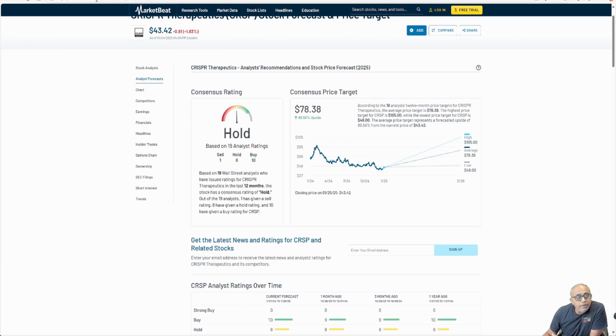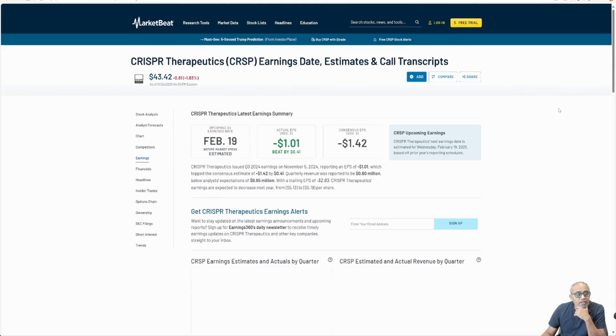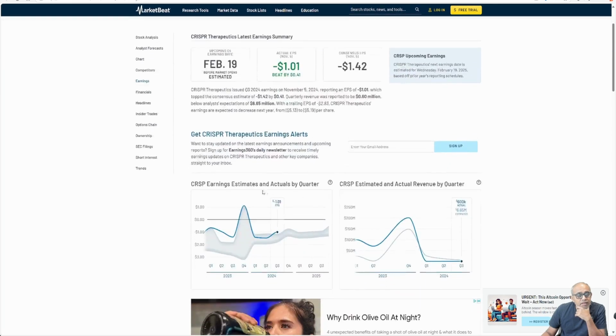Right now, CRISPR Therapeutics is at $43. Even with the low estimate, there is still $5 worth of upside. Again, that's the reason why I think in the short term, we should be able to see CRISPR Therapeutics moving up a little bit. Now that said, we look at the earnings. Now the earnings, there is this chart here which talks about actual and forecast.